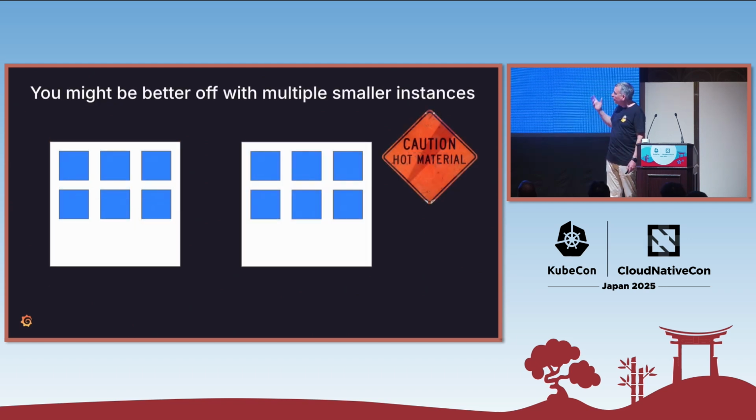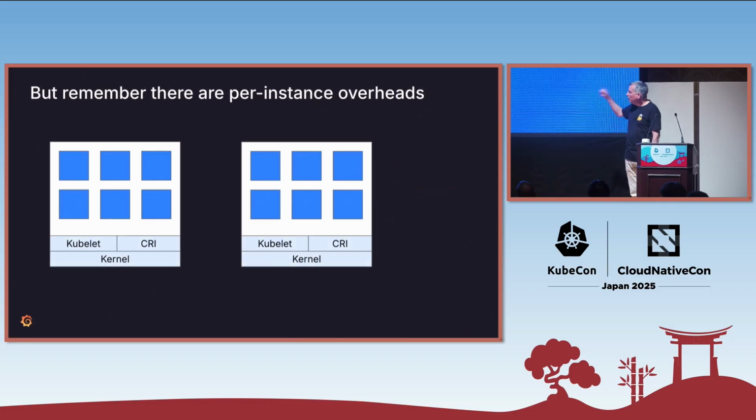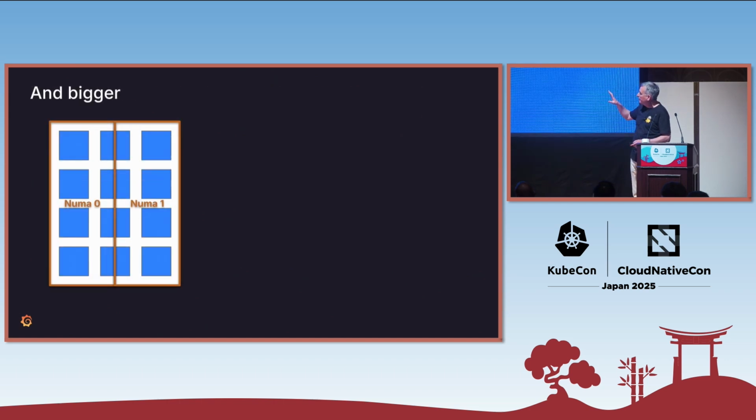So what you might want to do is use smaller machines, right? If each machine is smaller than a NUMA node, a NUMA zone, you will not have this problem. You will have to pay again if you have another machine. It has another kubelet, another kernel, and so on. So you don't have to pay those costs twice. But I would be very cautious of being in that situation.